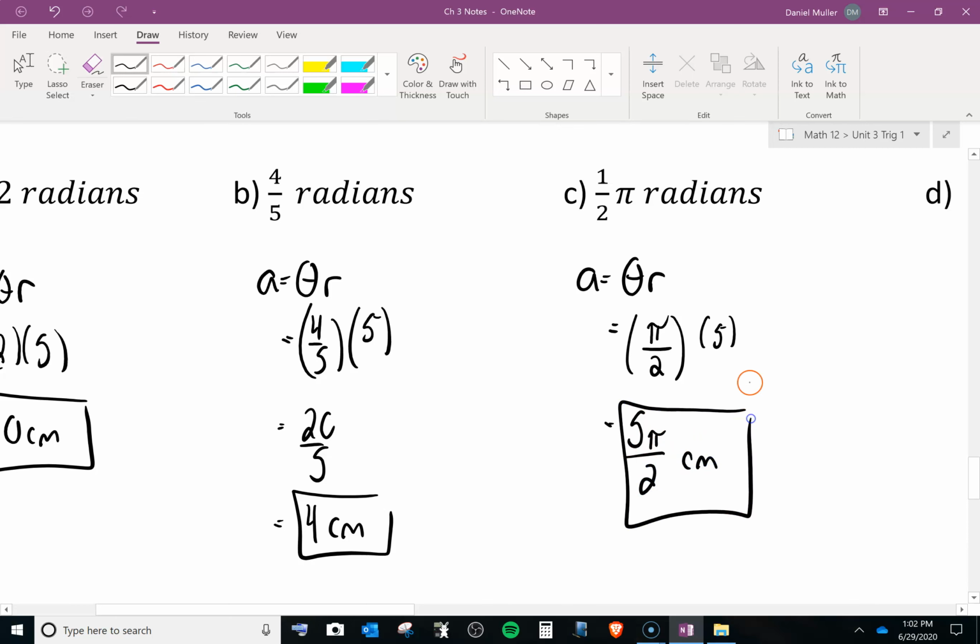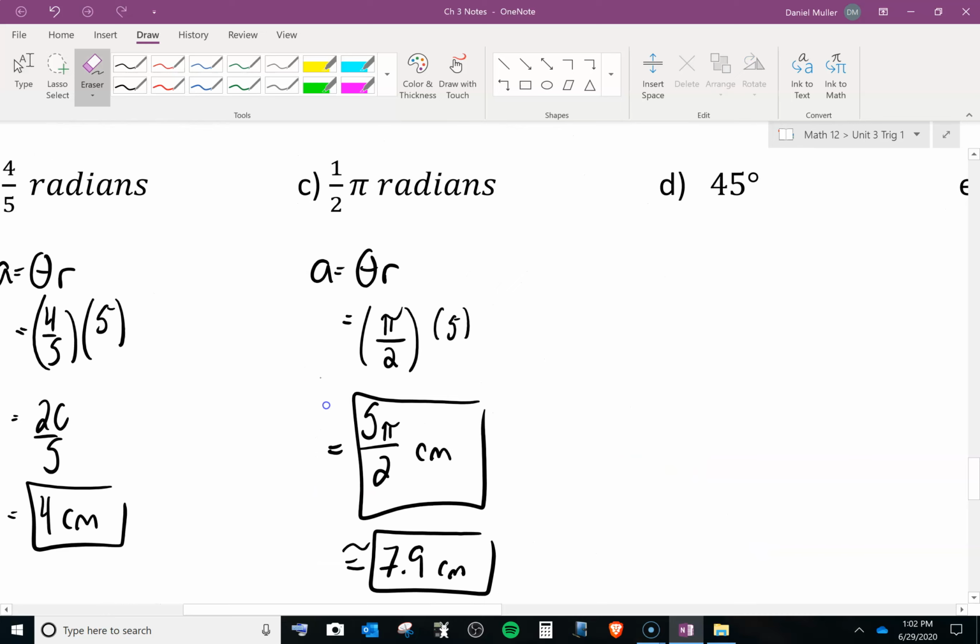I don't know what that distance actually is. I know pi is like 3. 5 times 3 is 15. 15 divided by 2 is like 7.5. So it's something slightly above 7.5, but I don't actually know. It turns out it's approximately, if you had a calculator, you could do it, around 7.9 centimeters.